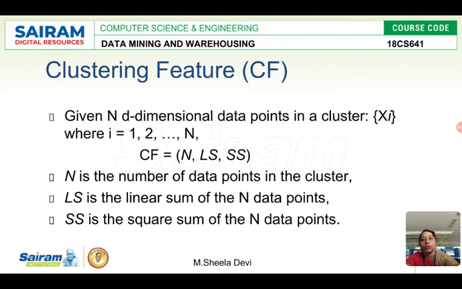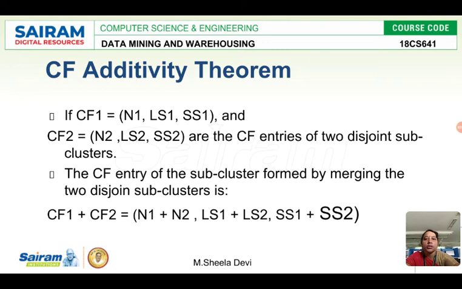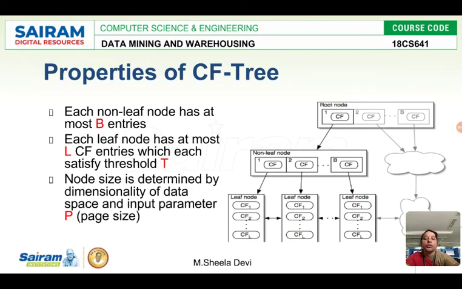We have the formula for the given n d-dimensional data points in the cluster: CF = (N, LS, SS). What is this N? N is the number of data points, LS is the linear sum of the N data points, and SS is the square sum of the N data points. These are the additive quantities which are used to merge the clusters.